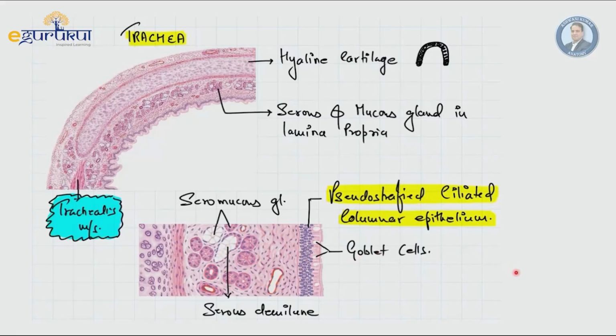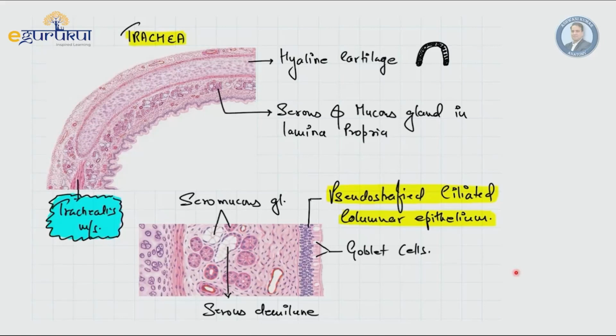So as I said, the presence of hyaline cartilage, number one, and that is a continuous band of hyaline cartilage, the C or D shaped hyaline cartilage, bridged by this smooth muscle that is the trachealis. Presence of seromucous glands, and then we have the pseudostratified ciliated columnar epithelium with goblet cells. Those are the features of the trachea.